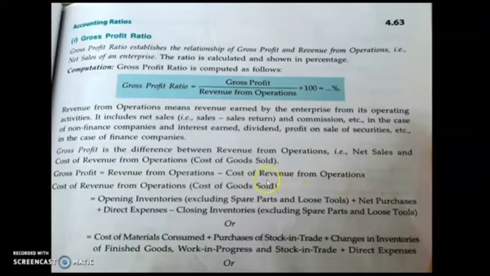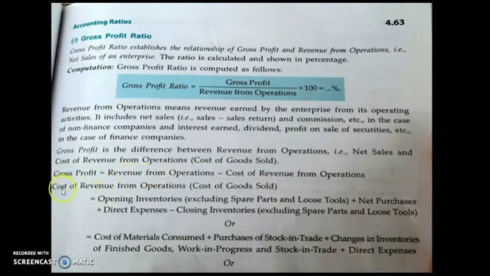Children, in previous class you know very well how to calculate cost of revenue from operation. For the last many days you are doing the problems related to calculation of cost of revenue from operation and revenue from operations. So you are very much familiar with these terms and the formulas to calculate cost of revenue from operations as well as revenue from operation. So the formula to calculate gross profit is: from our revenue, that is our sales, if you remove your cost, you will get your gross profit.